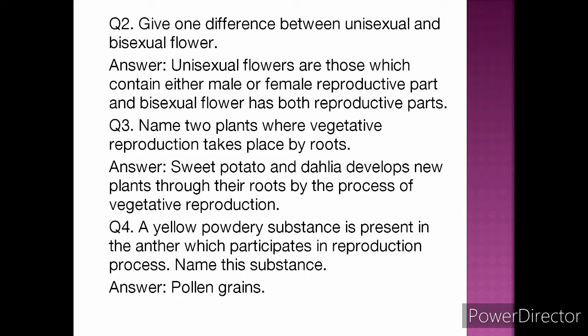In question number three, you have to tell any two plants where vegetative propagation or vegetative reproduction takes place by roots. So they are sweet potato and dahlia, which is written here, but you can also write water lily. It is also an example of this only.